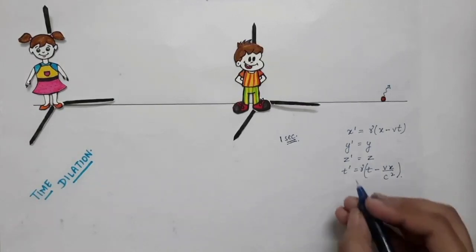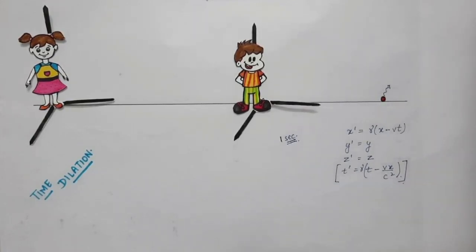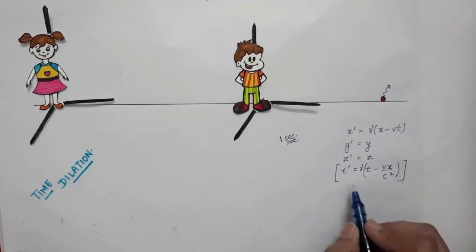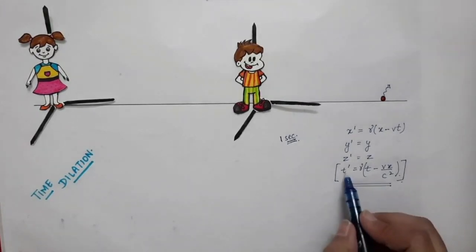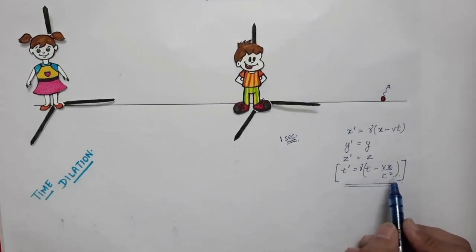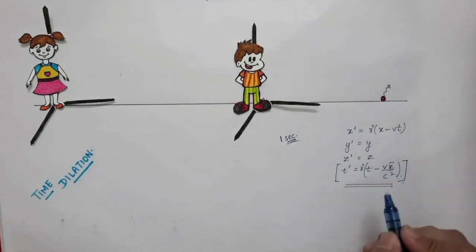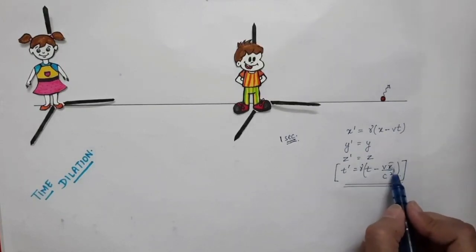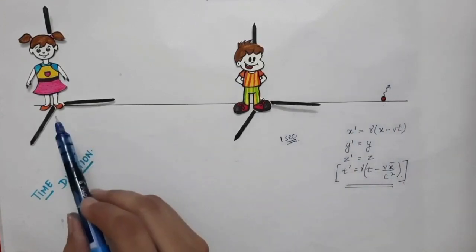So in this case we will use this equation. In the case of length contraction, we used the reverse Lorentz transformation equation, but in this case we use this equation, that is t' equals gamma times (t minus vx/c²). Because in this case, x will be the same. The coordinate x is the coordinate of the two events with respect to you.